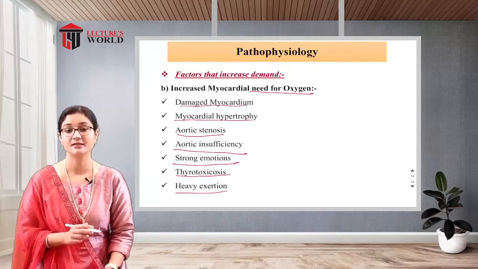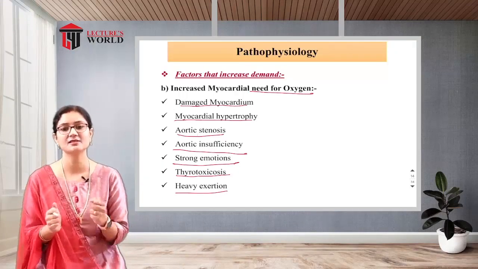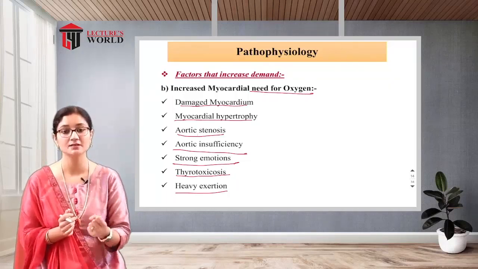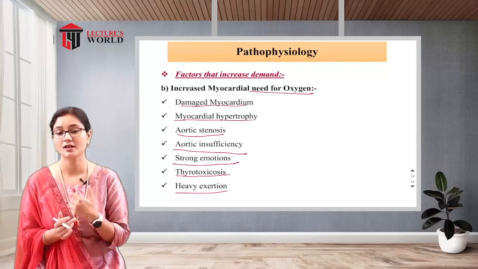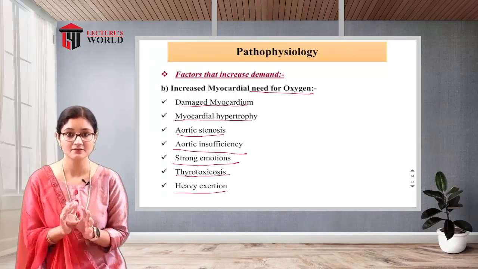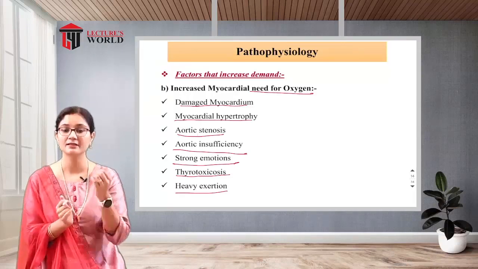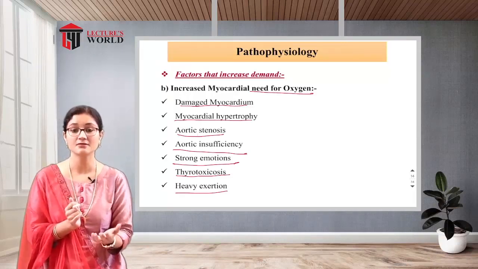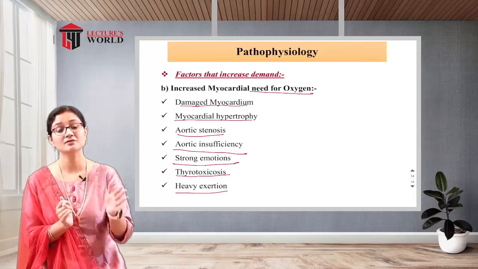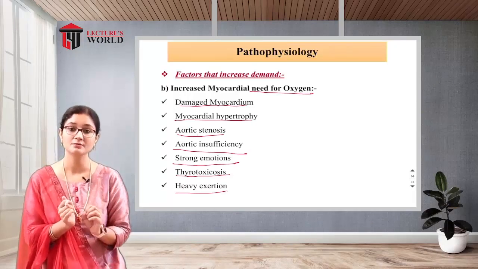And heavy exertion means too much exercise a person is doing, then again myocardial demand is increasing, but our coronary arteries are not able to supply it. Are you understanding? So these are the few factors which I have discussed. You don't have to mention everything, but at least mention the factors which can increase the demand and the factors which decrease the myocardial blood supply.